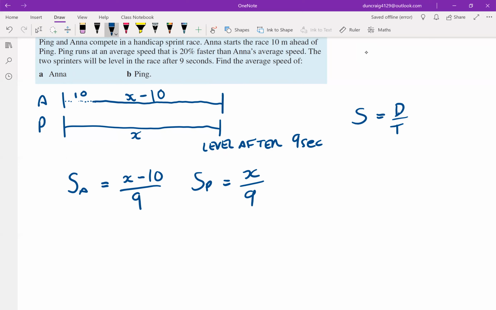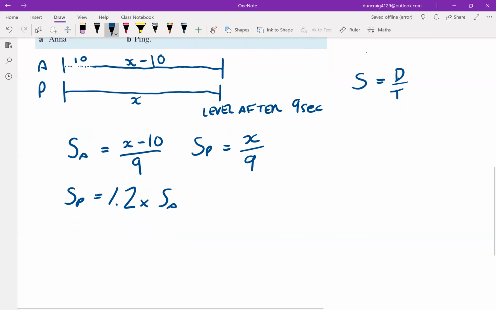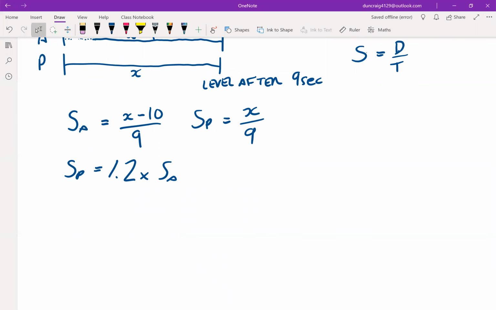And then we also know that Ping is 20% faster than Anna. So whatever Anna's speed is, if you increase it by 20%, that's what he's doing. If you increase something by 20%, the multiplier is 1.2. So 1.2 times the speed of Anna. Let's write that out here. The speed of Ping, which is x over 9, is equal to 1.2 times the speed of Anna, which is x take 10 over 9.